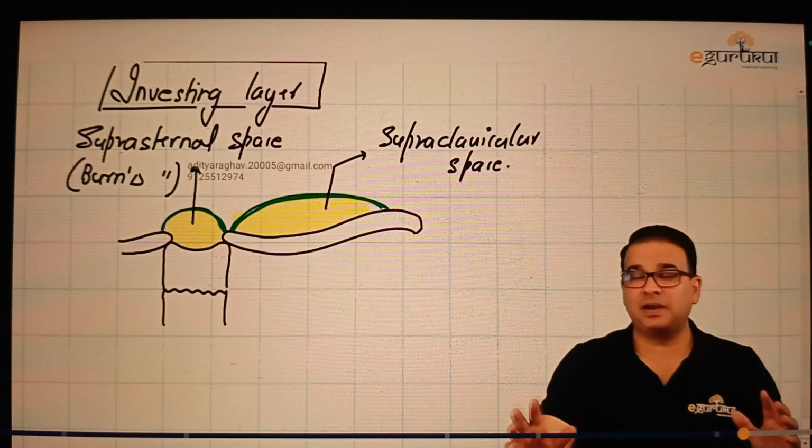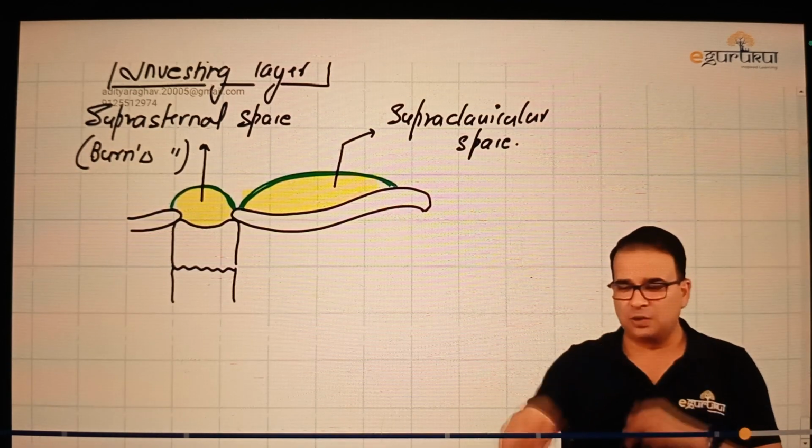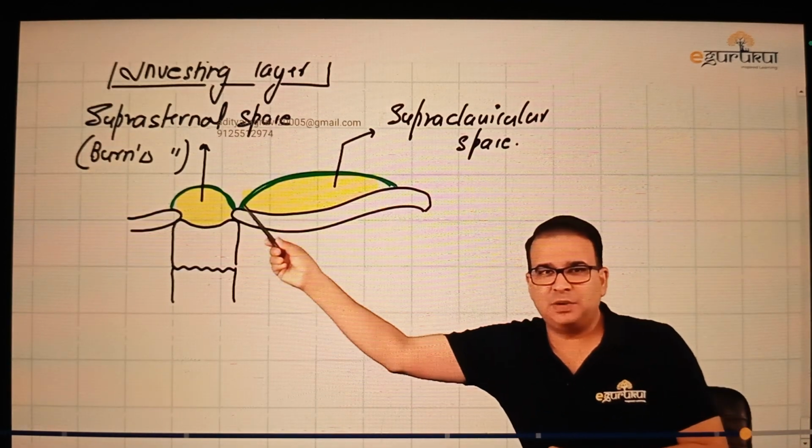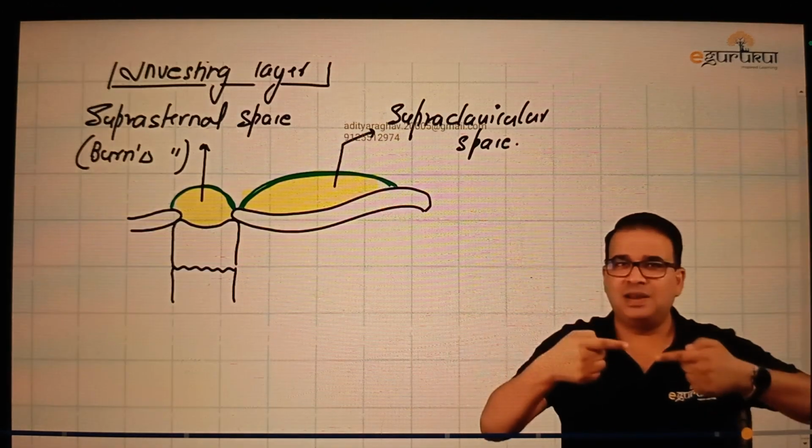Now, what are the contents? Let's again anticipate the contents here before we write them. Suprasternal space, guys, what content will be there? You can see the medial end of the clavicle is closed, right? We have the medial end of the clavicle here. So there's a ligament stretching from clavicle to clavicle. That is called the interclavicular ligament. So that interclavicular ligament is connecting the two medial ends of the clavicle.